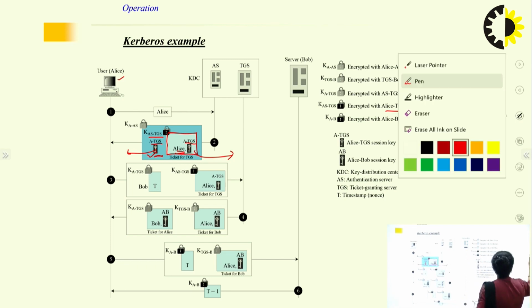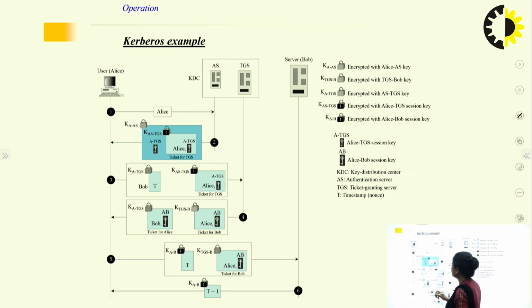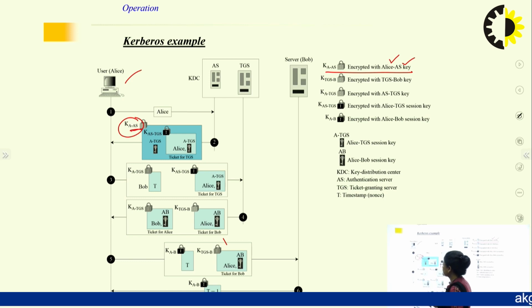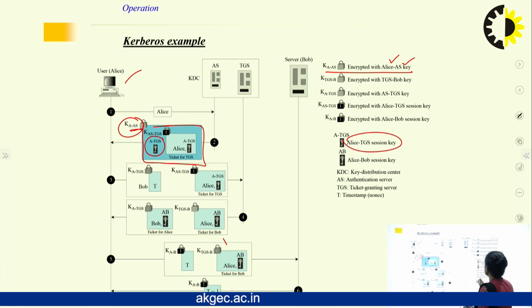Now, once this message is received by Alice, it is encrypted using KAS. What is it? The key between Alice and the authentication server, which is already known to Alice. So Alice uses this key, which is already known, to decrypt and get this message. Once Alice gets this message, Alice gets to know this particular value. What is this value? It is the key that will be used between Alice and TGS, and Alice retrieves this.